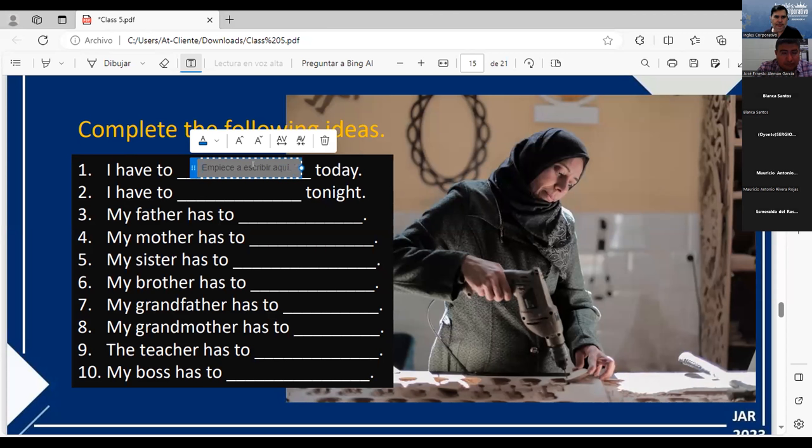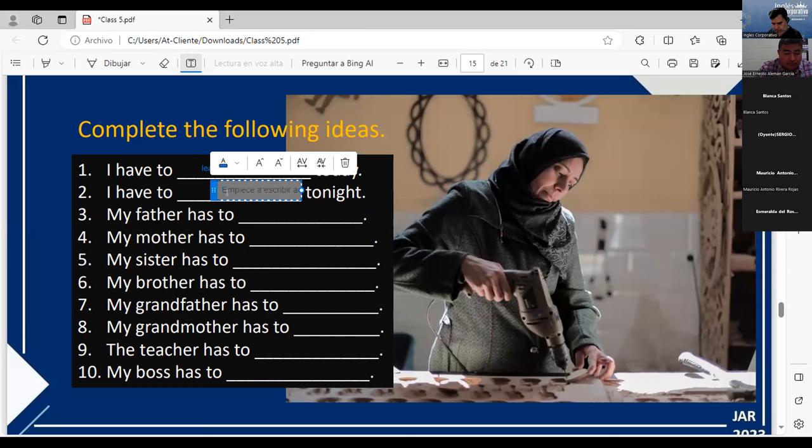Ideas. I have to learn English today. Learn English. Okay, next. I have to class. Class? No, you need a verb. I have to work, I have to study. I have to go to class. Two is already there, the first two. Sorry. No problem. Yeah, I have to go to class tonight. Excellent.